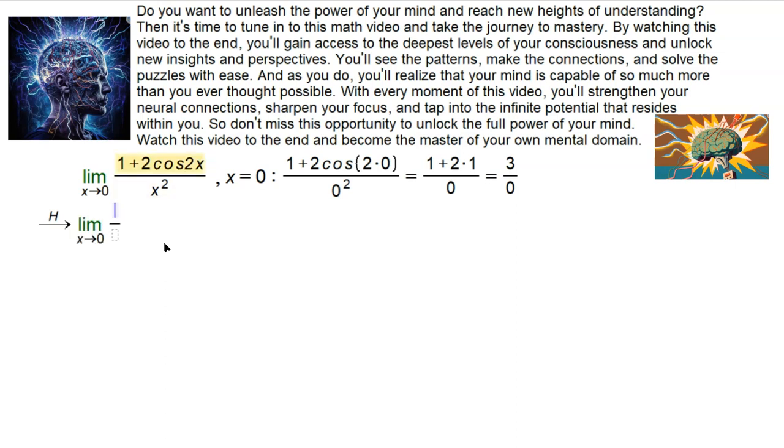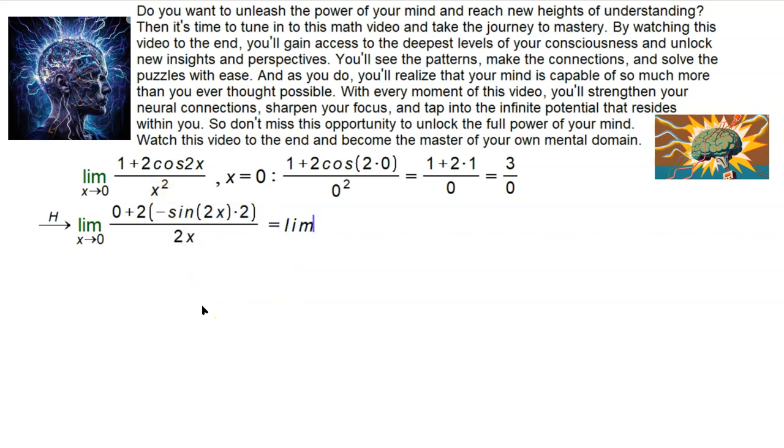So the limit as x goes to 0. The derivative of 1 is 0. Now look at the second part. The derivative of 2 cosine 2x: you copy the 2 and then you work on the derivative of cosine 2x by the chain rule. You're going to put a negative sign as the derivative of cosine. You copy the inside 2x, but then you multiply by the derivative of the 2x, which is another 2. And then the bottom by the power rule, the derivative of x squared is just 2x.